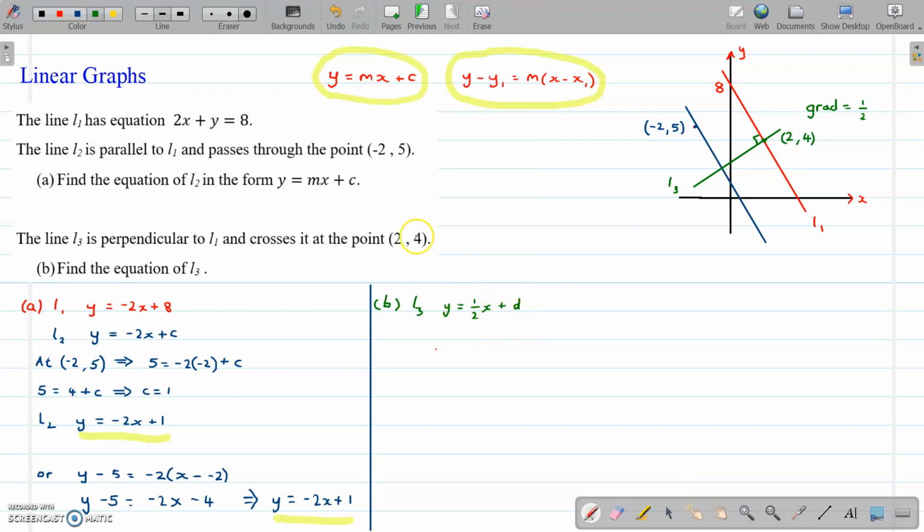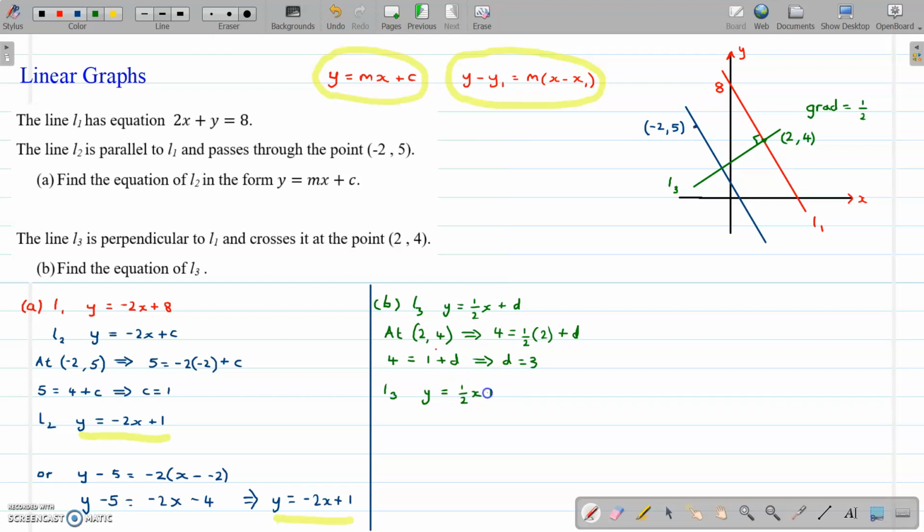And I know that it goes through the point 2, 4. So I'm going to say at the point 2, 4, I can say that 4 equals a half of x, which is a half of 2, plus d. Okay, well, a half of 2 is 1, so 4 equals 1 plus d, to keep it in the same order. Okay, well, therefore d equals 3. So the equation of the line L3 is going to be y equals a half x plus 3.